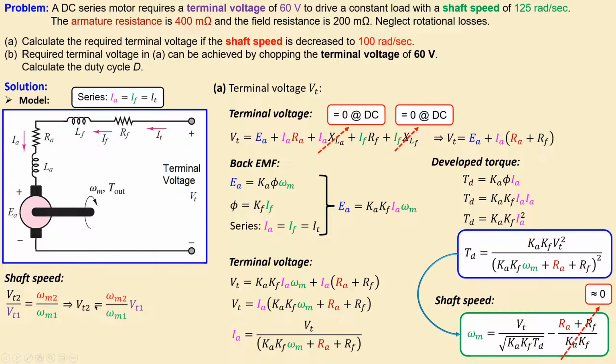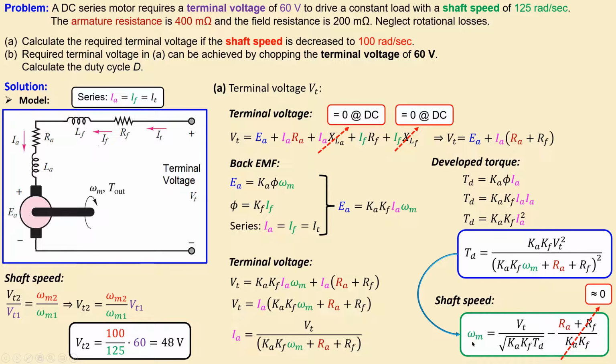So you can also write it down in this form, and you can say then, if I have an omega m2 of 100 radians per second and omega m1, which is 125 radians per second, and the associated, of course, terminal voltage of 60 volts, I can then write this expression and I have then 48 volts. That is actually the answer to our question A. So we require a terminal voltage of 48 volts if you want to reduce the shaft speed from 125 radians per second to 100 radians per second.